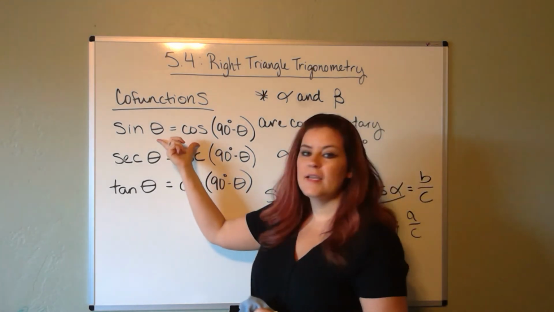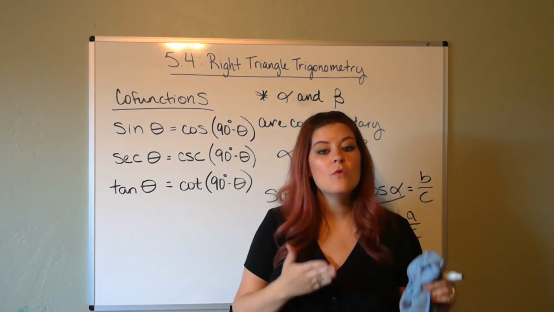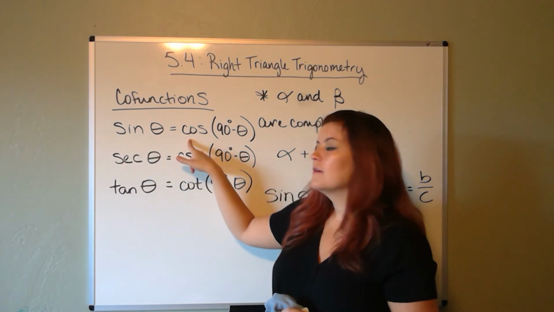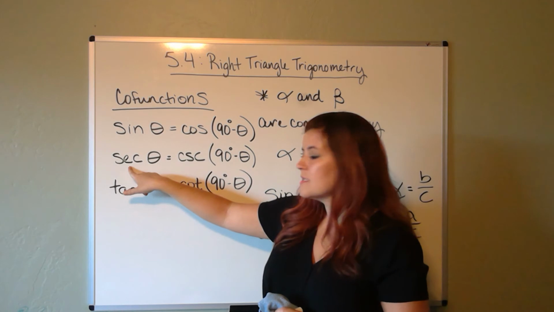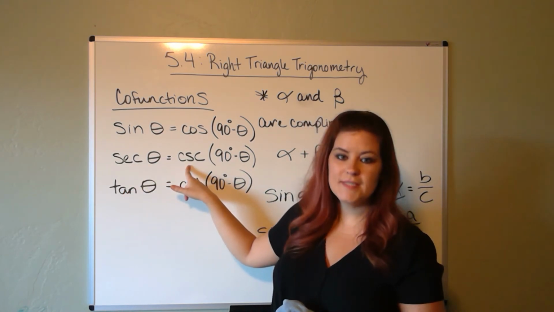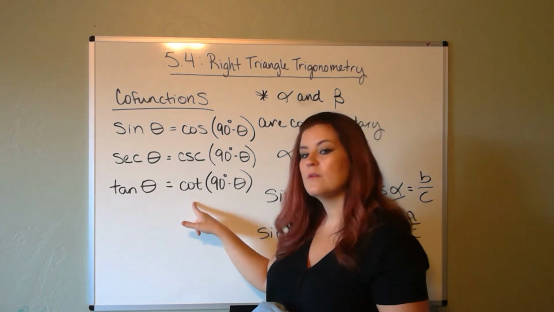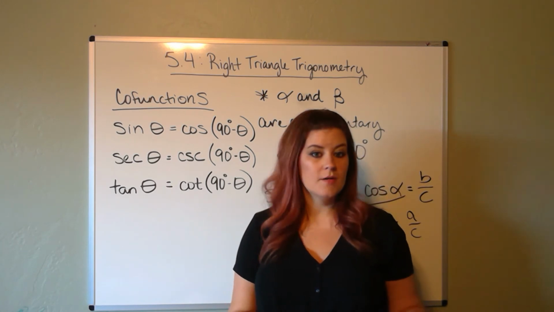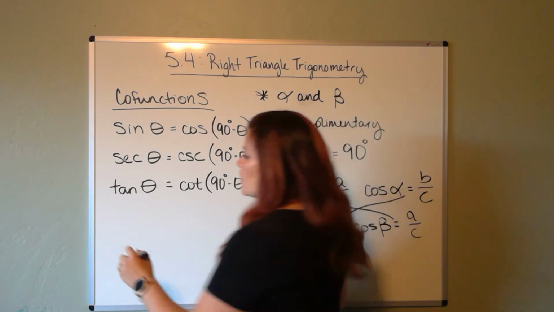Why do both sine and cosine have the word sine in them? Because they're cofunctions. What's the cofunction of sine? Cosine. That's why they're named that way. What is the cofunction of secant? Cosecant. What is the cofunction of tangent? Cotangent. So if you ever wondered why they were named in pairs, this is why they're named in pairs. So we have the cofunctions.